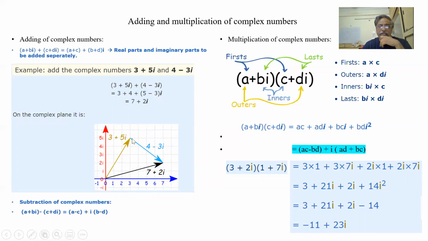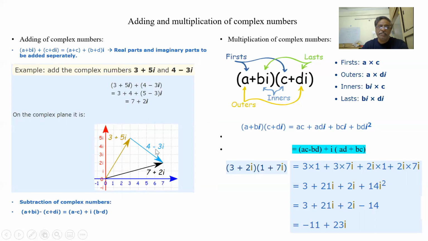From here, the x-axis is 1, 2, 3, 4. And the y-axis is 1, 2, 3. So y reduced by 3, x increased by 4. So we have added x to x. x1 plus x2 is 7. y1 plus y2 is 2. So this is my result. And the black one is my answer.